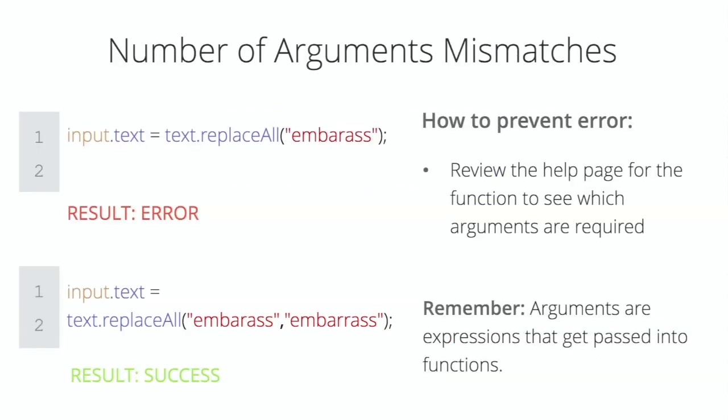Now let's take a look at some different argument mismatches. So if you're using some of the functions that are within Creator, so let's say at the top we're looking at this replace all function. The reason we're getting an error is that we actually haven't given it all of the information that it needs. So you do have to remember that when an argument is passed, it's actually passing that expression into the function. So we need to actually, at the bottom, you'll see you need to include embarrass there to actually let it know what that change is.